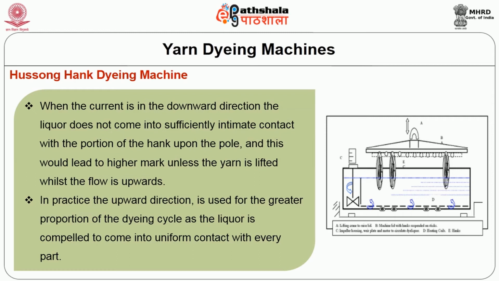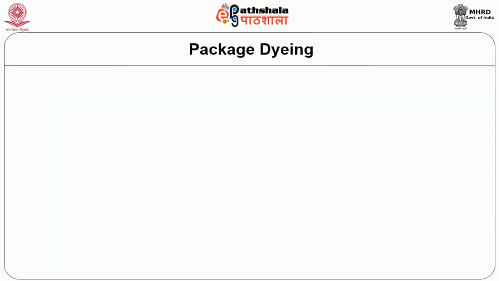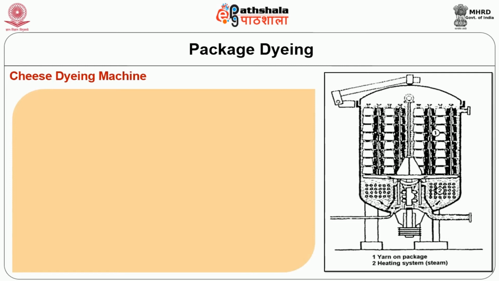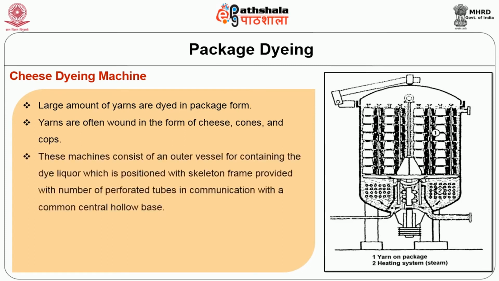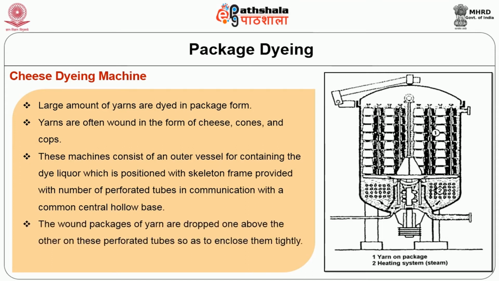Package dyeing. In that we will see the cheese dyeing machine. Large amounts of yarns are dyed in package form. Yarns are often wound in the form of cheeses, cones and cobs. These machines consist of an outer vessel for containing the dye liquor, which is positioned with a skeleton frame provided with a number of perforated tubes in communication with a common central hollow base. The wound packages of yarn are dropped one above the other on these perforated tubes so as to enclose them tightly. The cover of the outer container is then secured.